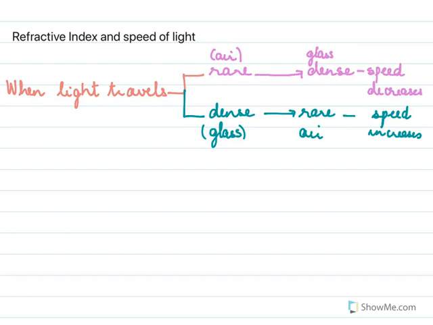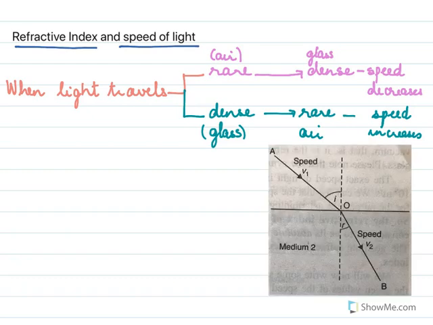And now we will see a relationship between refractive index and the speed of light. Here we have light traveling from medium 1, and then it enters into medium 2 and its speed changes. So this is medium 1, and in medium 1 the speed is say v1, and then when it goes to medium 2 the speed changes to v2.